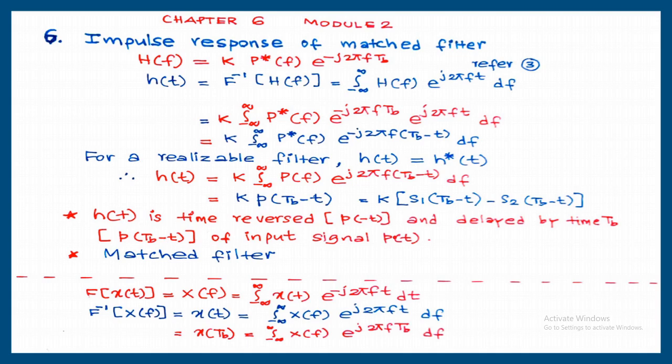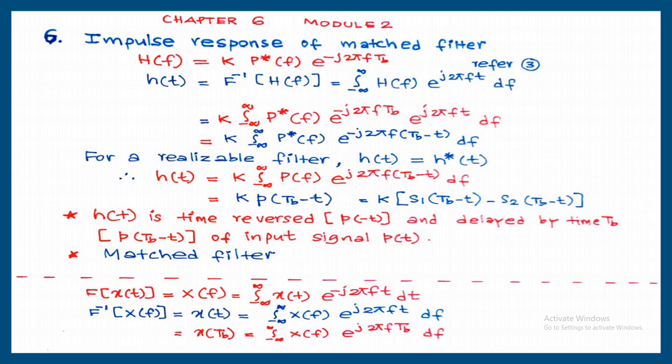So there is a matching between input signal p of t and impulse response of the filter. That is why the filter is called matched filter. So the question is, why is the filter called matched filter? There is always a matching, a relationship, a correlation between input signal and impulse response of the filter. And what is the relation? Impulse response is time reversed and delayed version of input signal p of t. Due to this matching, the filter is known as matched filter. So that filter is matched to the input signal p of t.